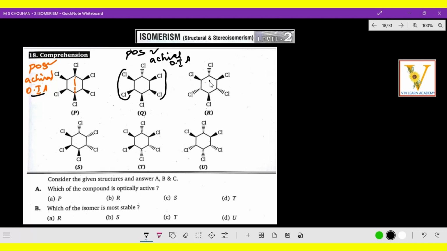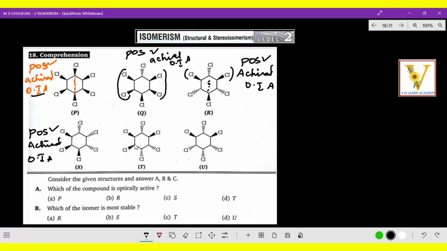And the third one also, see here when we cut over here, Cl is there, here also Cl is there. So that means POS is present. So POS present means achiral, so optically inactive. Right, now fourth one. In that, half wedge and half dash. So this side dash and this side wedge. This also has POS present. So achiral, right? Okay, now that means optically inactive.